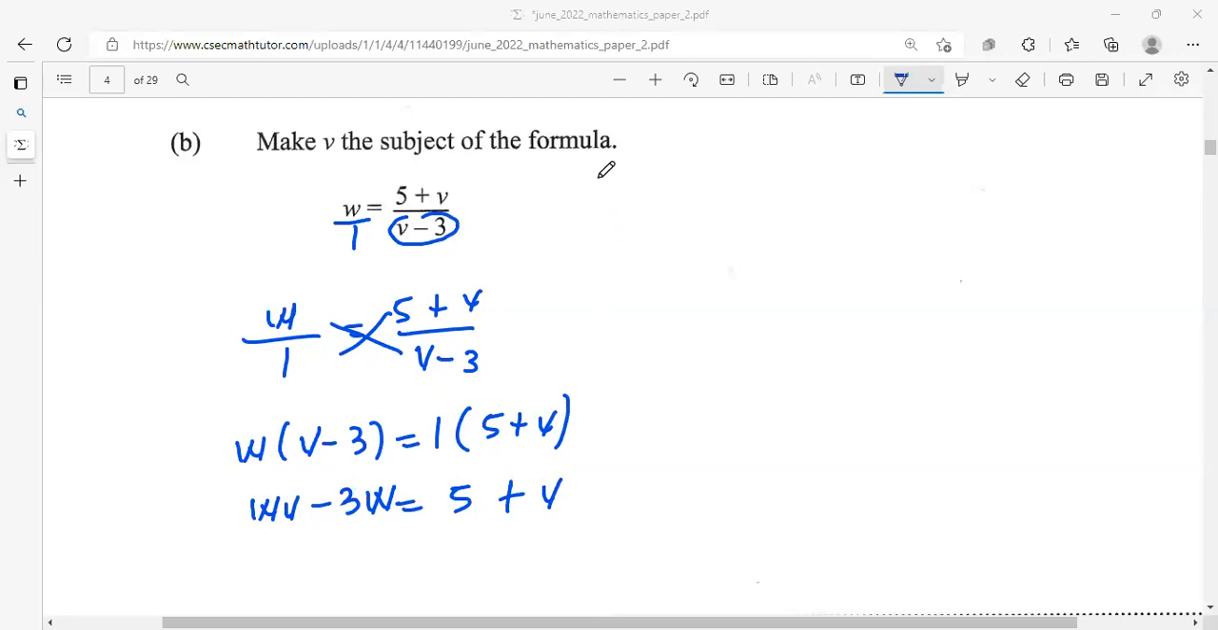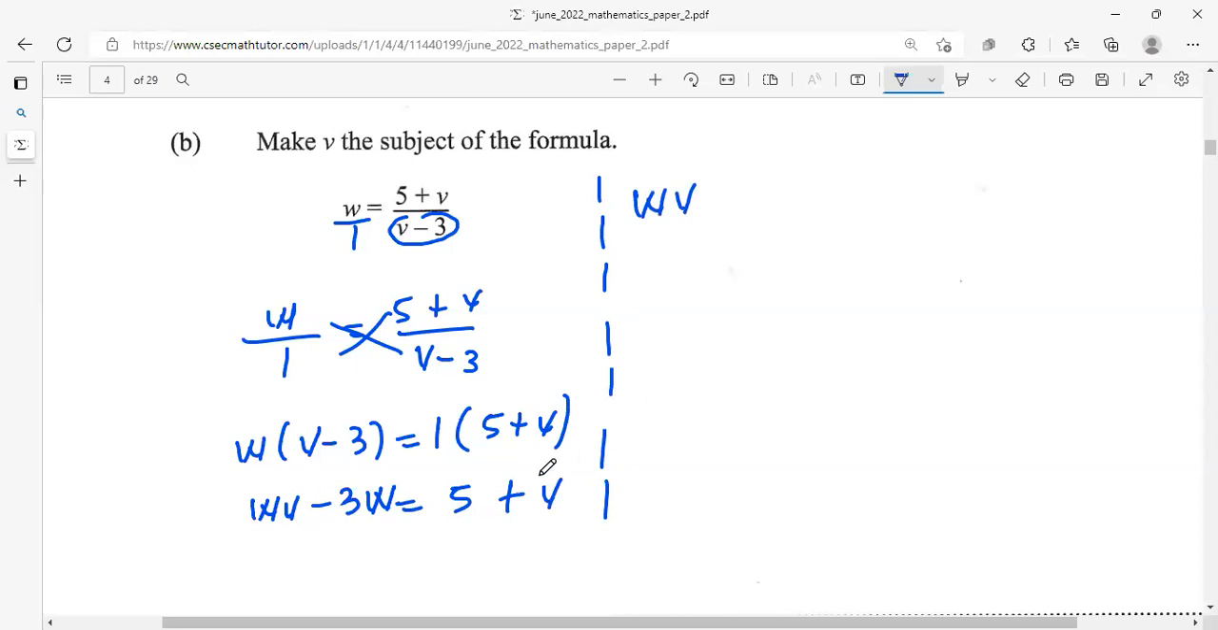Now, when you finish, group them. We want to make V the subject. So we group all the V at one side and the remaining at the other side. I repeat, you group the V at one side and the remaining at the other side. So I'm going to put WV.